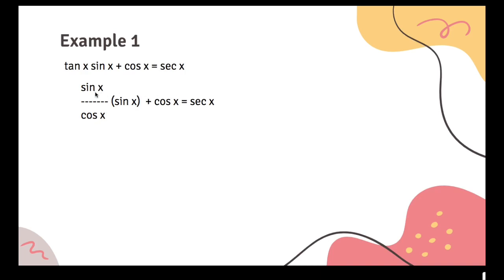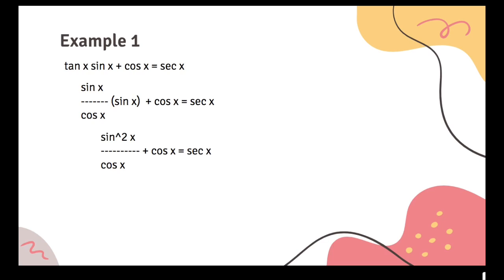So it's sine of x over cosine of x multiplied by sine of x plus cosine of x equals secant of x. And we're only going to work with the left side of the equation because we want to prove that it equals secant of x. So we multiply this fraction by sine of x, and we get sine squared x over cosine of x plus cosine of x equals secant of x.